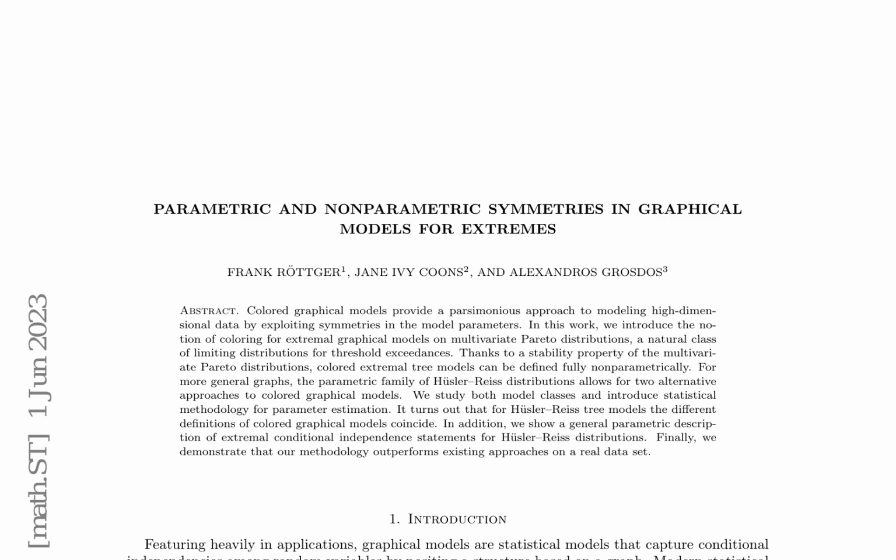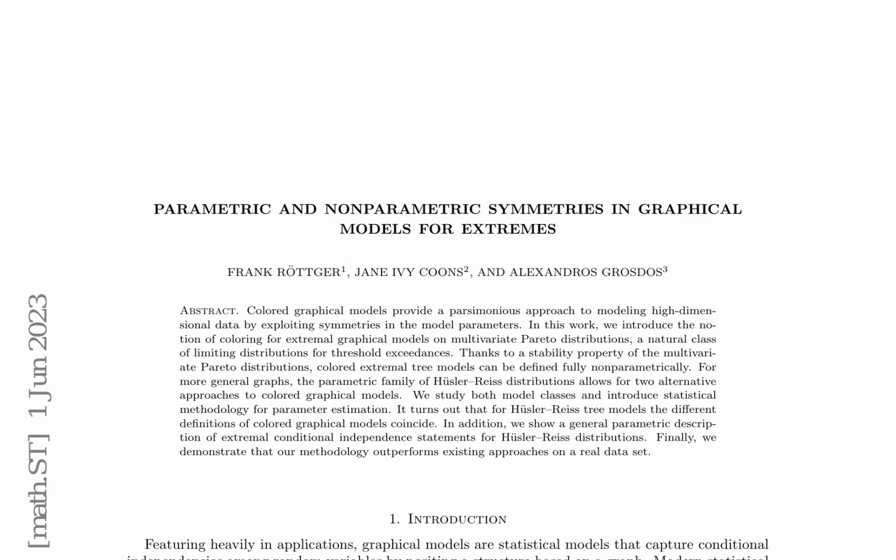This research paper introduces the concept of coloring for extremal graphical models on multivariate Pareto distributions, a natural class of limiting distributions for threshold exceedances. Two approaches to colored graphical models are proposed. One is fully nonparametric, applicable to extremal tree models, and another is parametric, based on the Hüsler Reiss distributions.